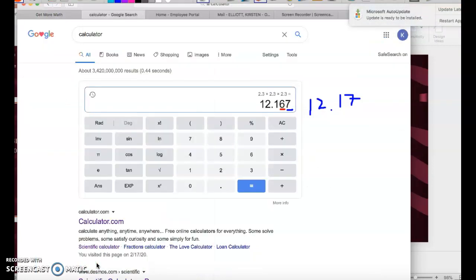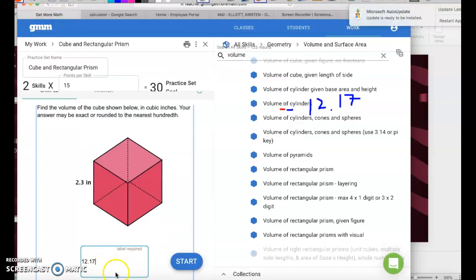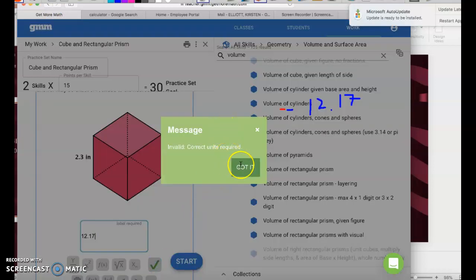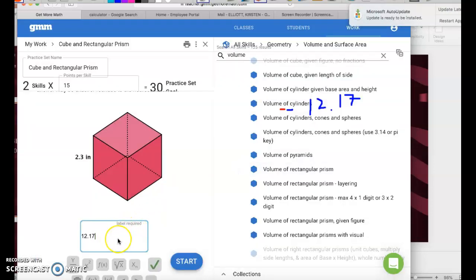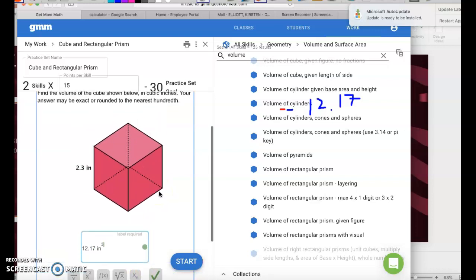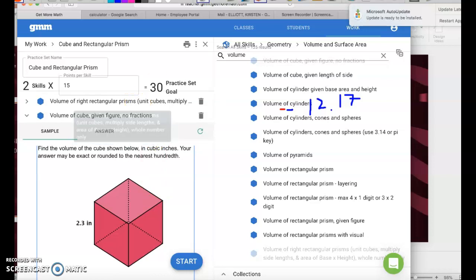12.17 is my answer. Check it. Oh, I want you to notice I have to put my units. Remember how we were talking about centimeters and feet? For this one, I'll be putting inches cubed. And then my answer is correct. So pay attention to that. Okay, let's do another example.